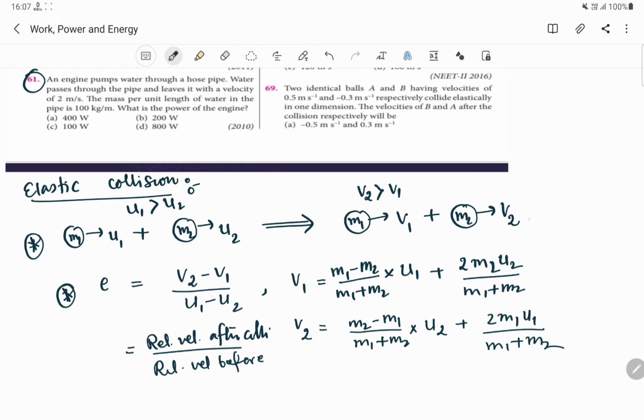Relative speed will be simply the difference. Here, after collision, which one will have greater speed? m2 will have greater speed than m1. That is why relative speed will be v2 minus v1, divided by, what about relative speed before collision? We know that m1 will be moving faster than m2, therefore it will be u1 minus u2. You have to remember this.